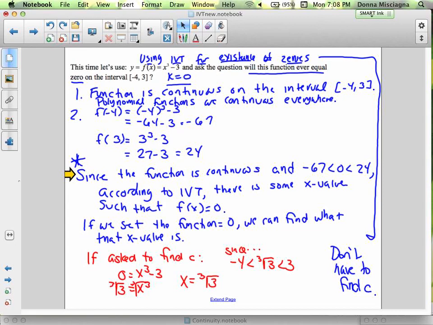I'm going to stop this podcast now and pick it up with the next problem. We've got a few more problems before the end of this podcast, and we're going to be doing the same thing. We're going to be looking for c with our intermediate value theorem.